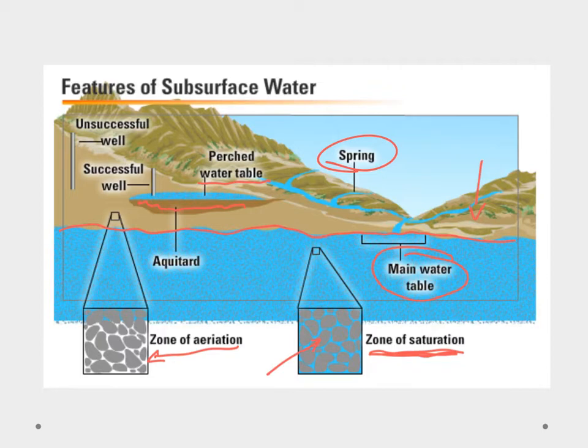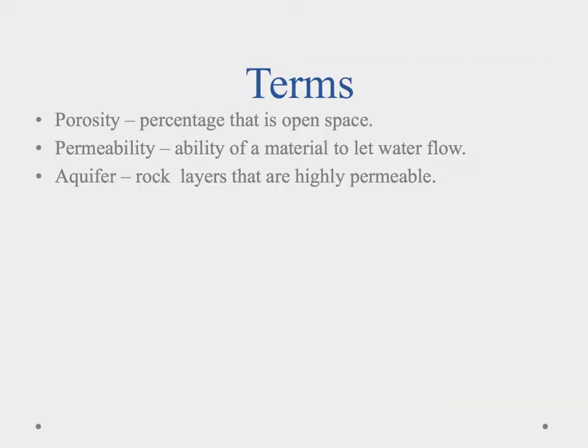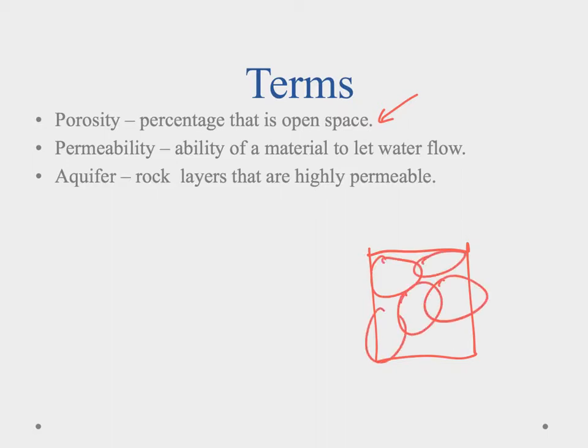So let's take a look at some of the terms that we know about when we're talking about subsurface water. Now, the big three terms are going to be porosity. Porosity is a measurement of the percentage that is open space. So if I took a sample of soil and we have all of these large particles that are in here, porosity is going to be an estimate or a measurement of all of these little spaces between the particles.